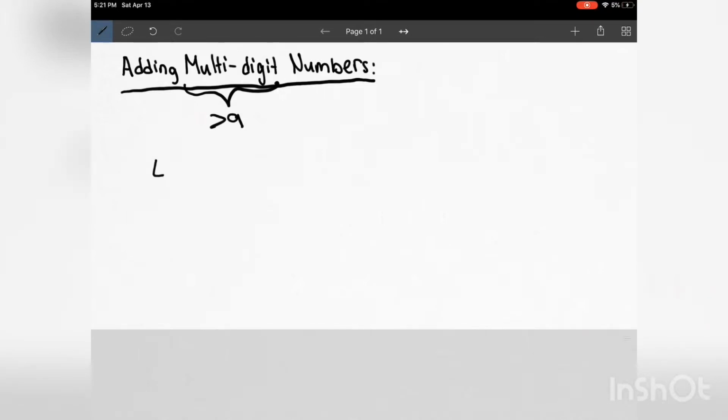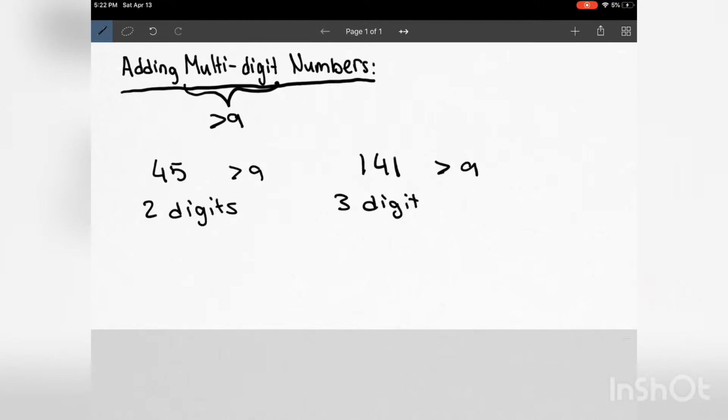Let's take the number 45. It's greater than 9, which means it has more than one digit. So this number has 2 digits, as you can see. And the number 141 is also greater than 9, and it has 3 digits. Okay, because today's lesson's on adding, not what multi-digit numbers are, we're going to add both these multi-digits.